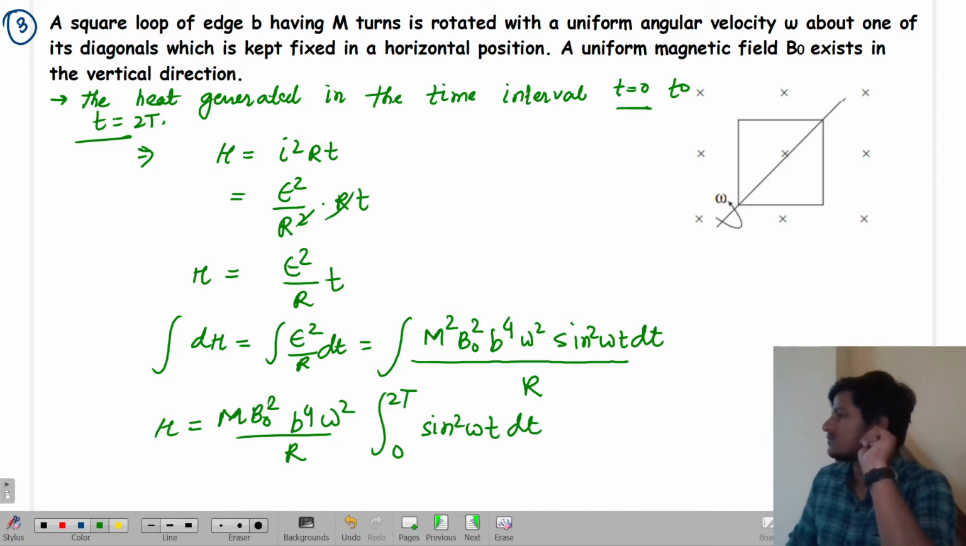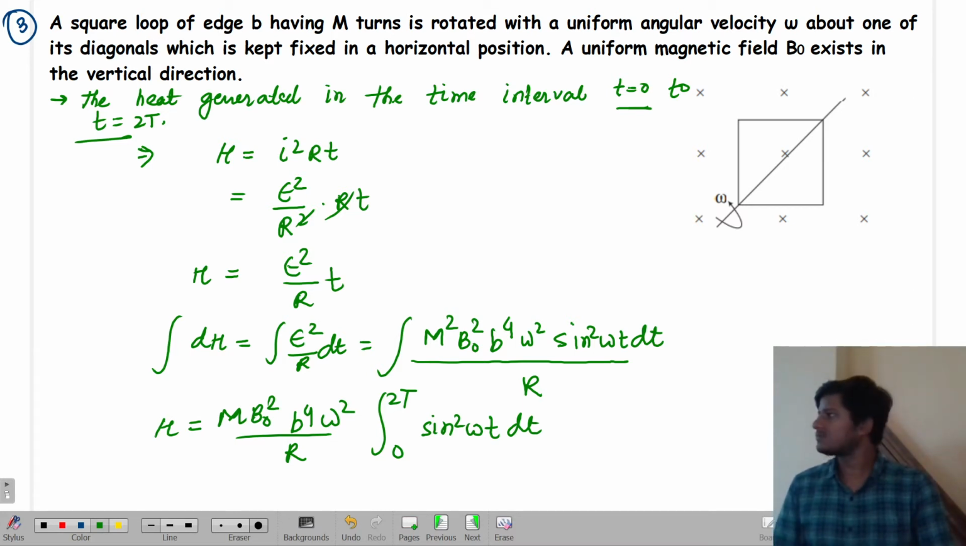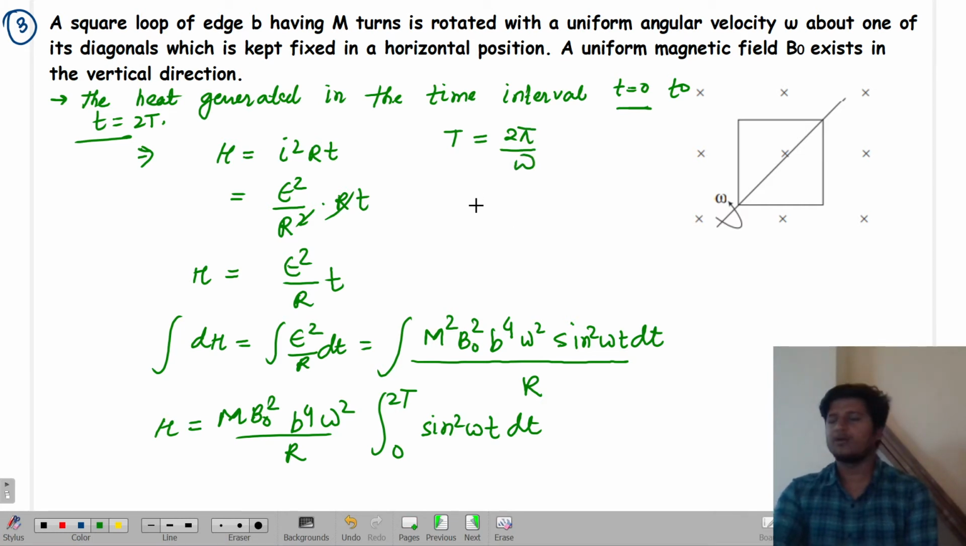Tell me yes or no? Now is this value going to be 0? The answer is no. Why? So you can use capital T as 2 pi by omega. There is a relation now: omega is equal to 2 pi by T, or not?